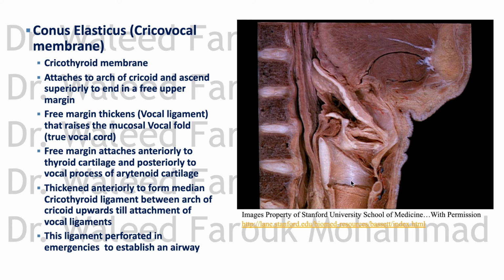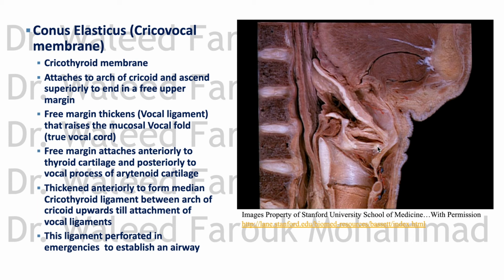This is the cricoid cartilage. See, this is the arch, this is the lamina, this is the upper border of the arch, right? So this membrane, see, has a superior free edge. This is the superior free edge of the cricovocal or cricothyroid membrane. Now the upper edges of the cricothyroid membrane get thickened and form the thyroarytenoid ligament or the true vocal cord.